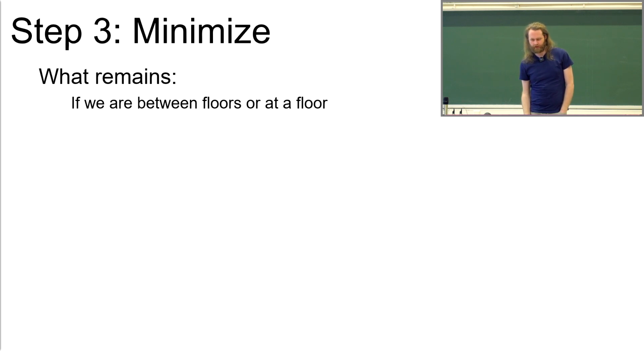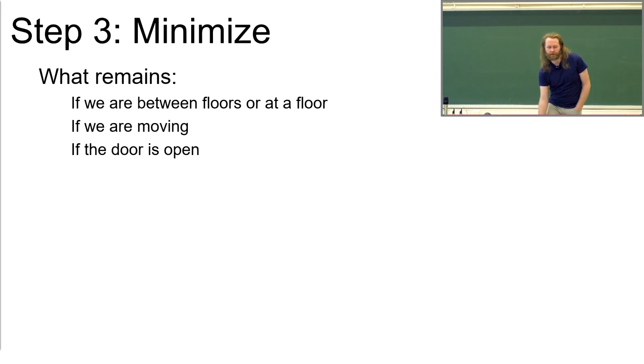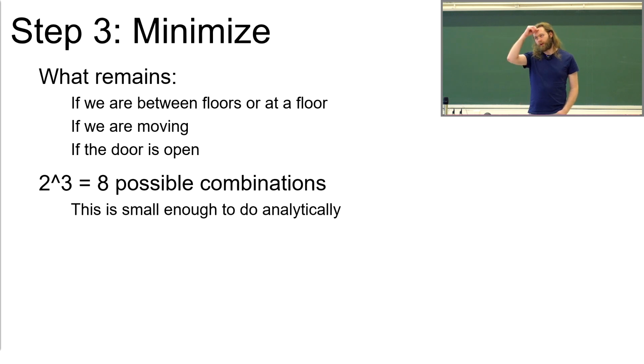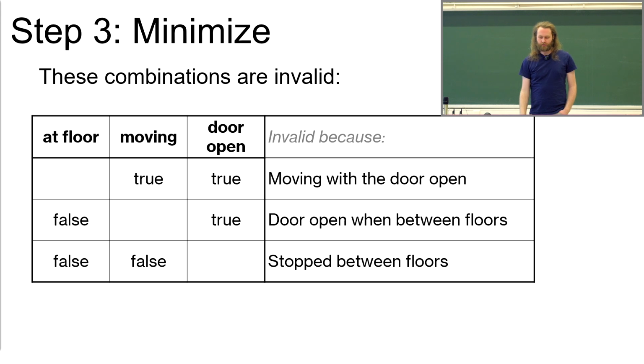So for the elevator, we've cut out a lot of things. The things that remain are really these three Booleans, right? If we are at a floor, if we are moving, and if the door is open. So these are 8 possible combinations here. And now we can start thinking, okay, can we use the good old-fashioned analytical method for this? So we have some invalid combinations. This is a table of invalid combinations.